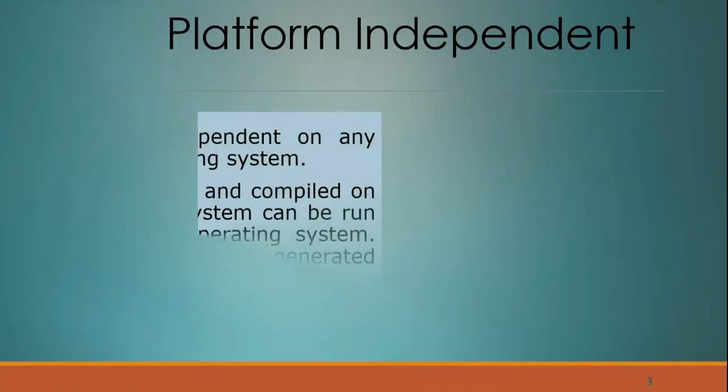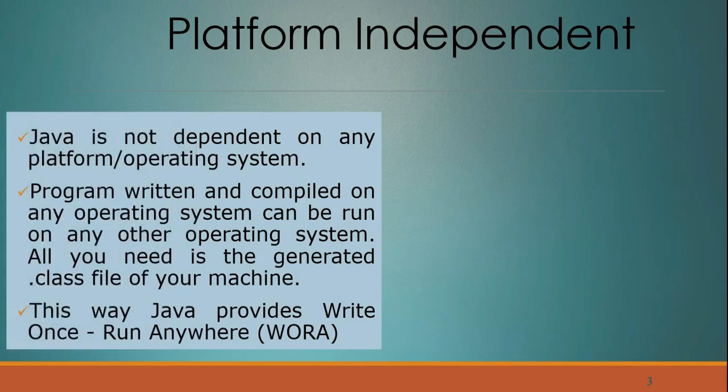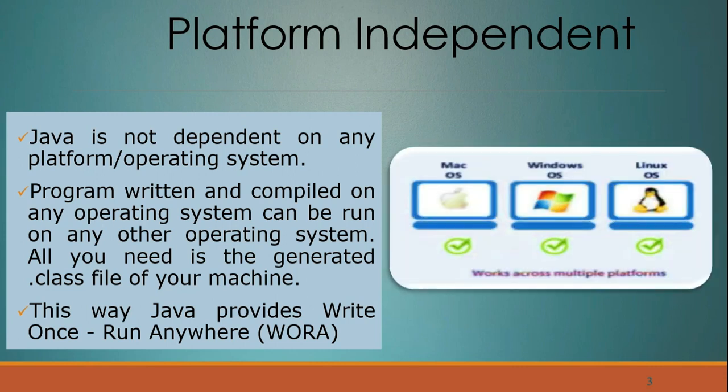Feature number one is platform independent. Java is platform independent because it does not depend on any underlying operating system. Once you write a program and compile it on one operating system, you don't need to compile it again if you want to run it on another operating system. So therefore, Java achieves what is nothing but write once, run anywhere.